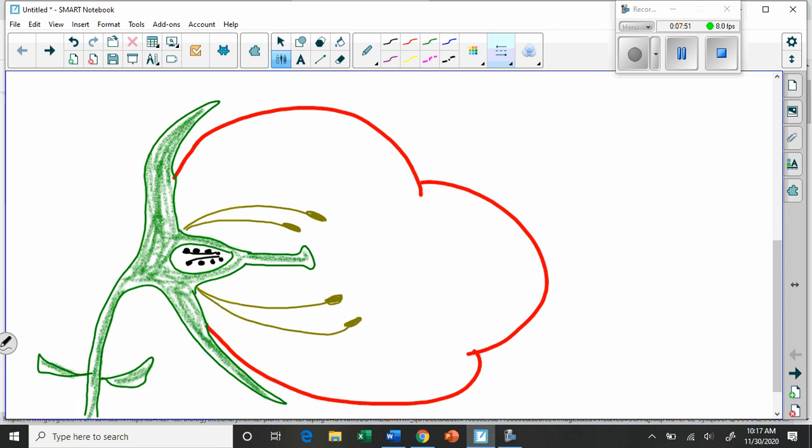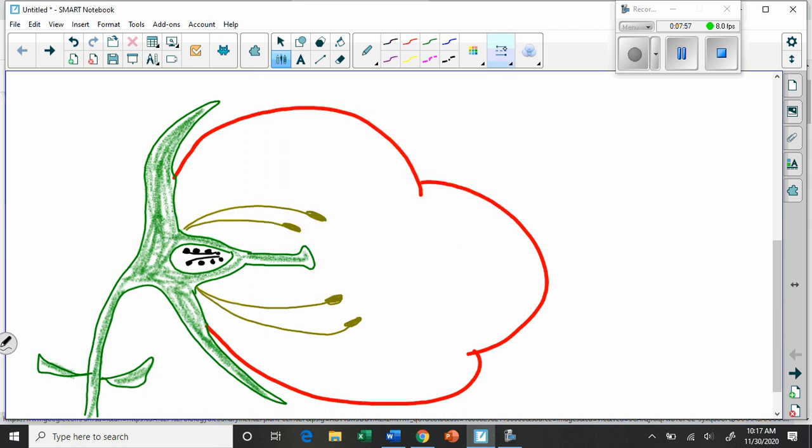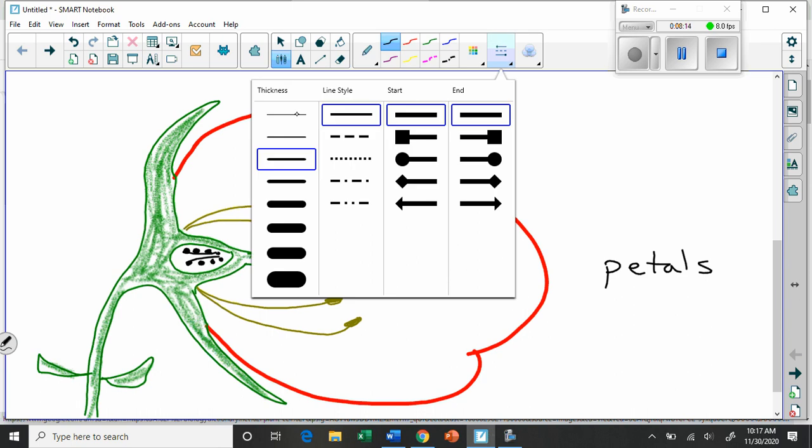Okay, let's label some parts. We'll use the black pen here. Obviously, we have the petals of the flower. Don't write petals as in a bicycle. They're not pedals. They are petals. So keep that in mind when you're writing this word with a T.